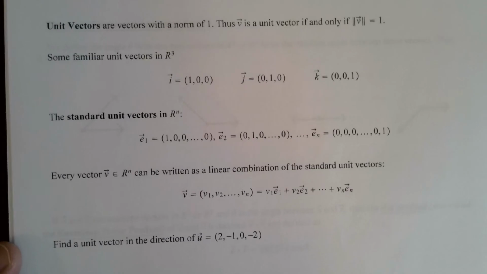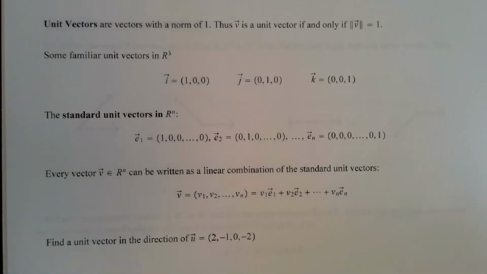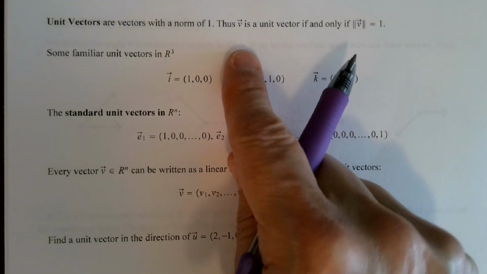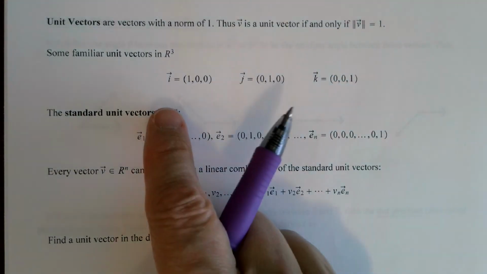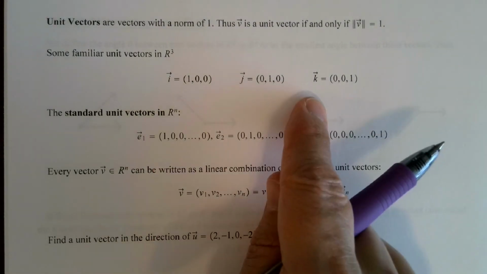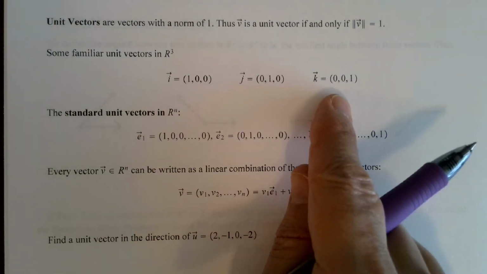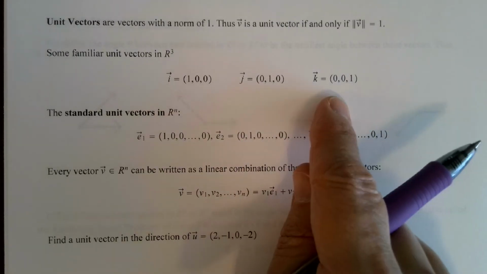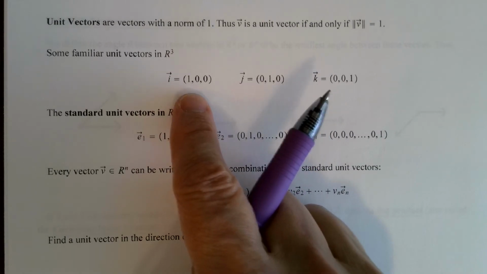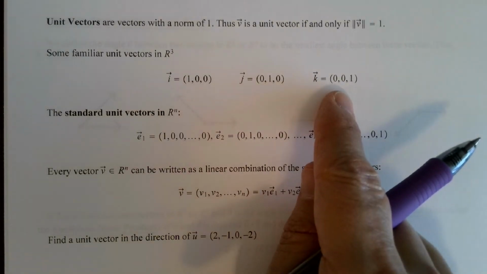Continuing on, now that we have norm, we can talk about unit vectors. Unit vectors are vectors that have a norm of 1. So their length or magnitude is 1. Thus, v is a unit vector if and only if the norm is equal to 1. Now in 3 space, some of you are familiar with i, j, and k. These are the vectors in 3 space that a lot of you are familiar with. They point in the positive x, y, and z direction. And you can see clearly that their norm is 1, their length is 1.